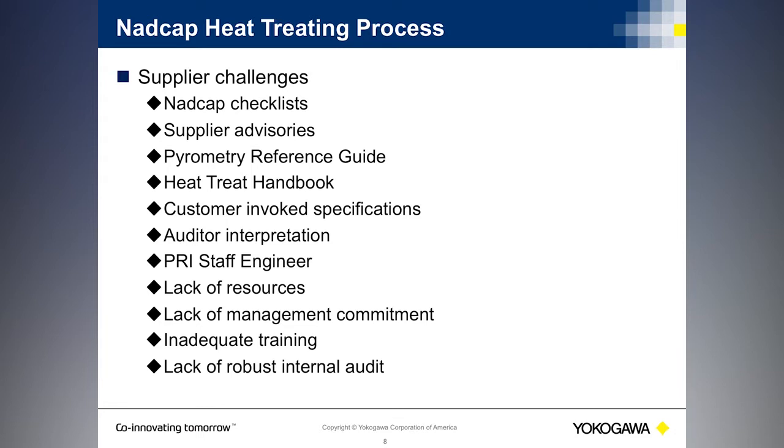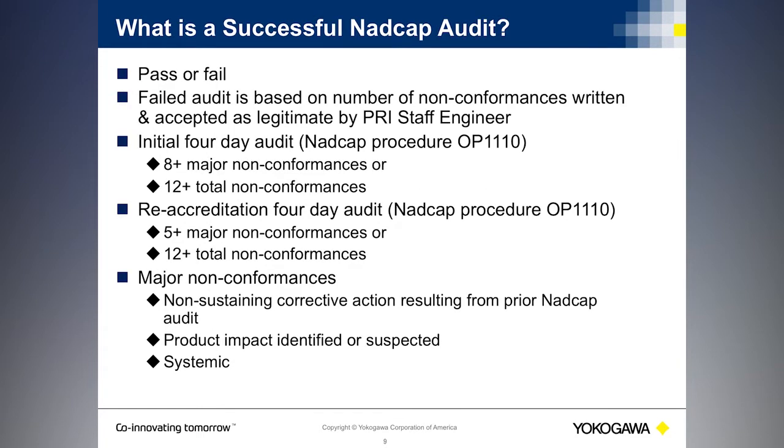Well, what is considered a successful Nadcap audit? PRI simply classifies that as a pass or fail. A failed audit is based on the number of non-conformances written that have been accepted as legitimate by a PRI staff engineer. For an initial audit, this is for an initial accreditation, for a 4-day audit, you can have no more than 8 or more major non-conformances, or a total of 12 or more total non-conformances. That's a mixture of majors and minors.